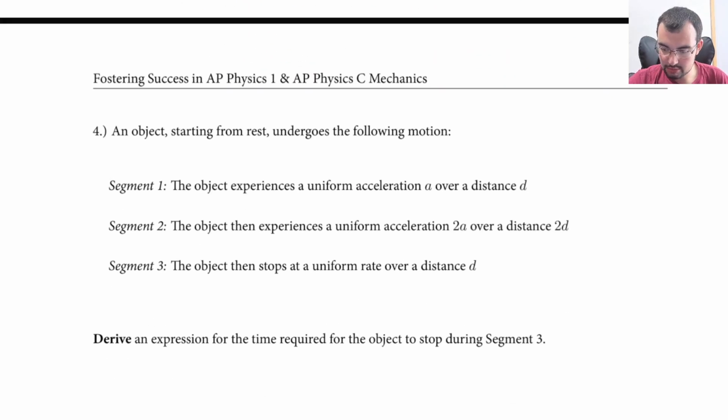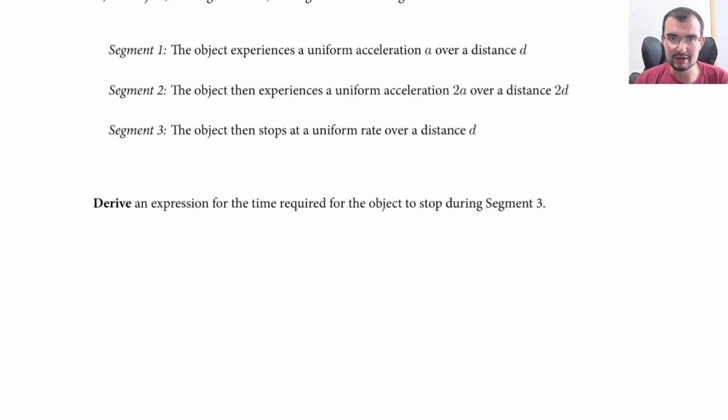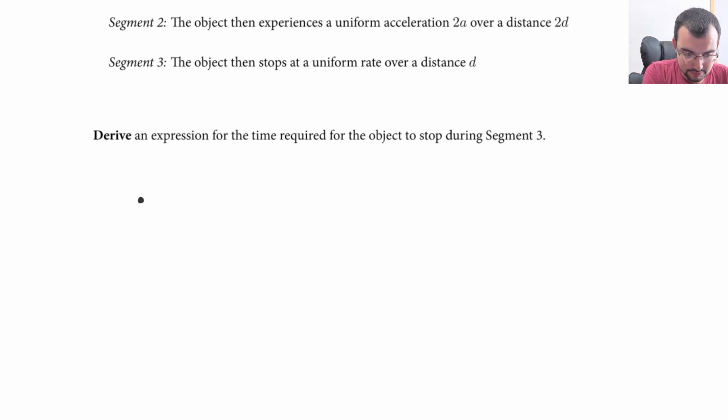All right, now we got some symbol math to do. So you might not be given numbers, but instead you have to do some symbol manipulation. So consider a 3-segment motion like before. We accelerate a for a distance d, then we accelerate 2a for a distance 2d, then we stop over a distance d. We want the time required to stop during segment 3. Okay, so what we want is t3.